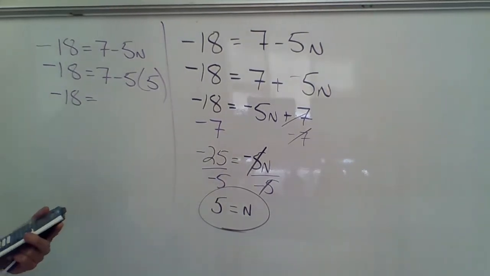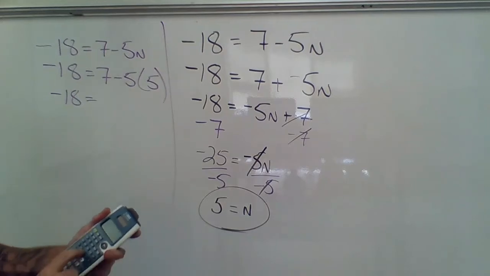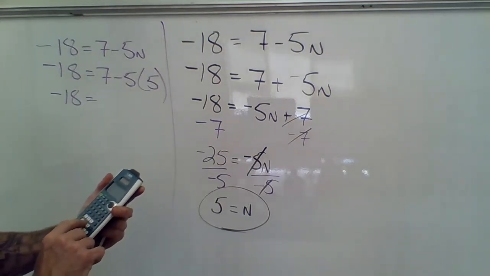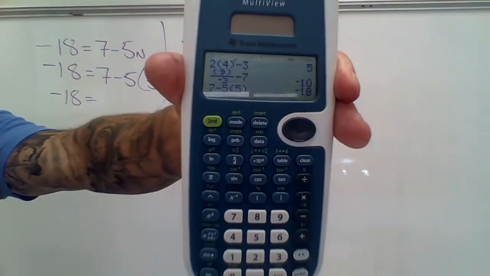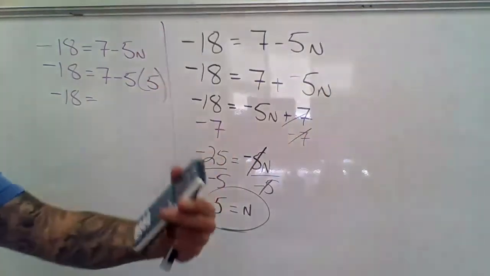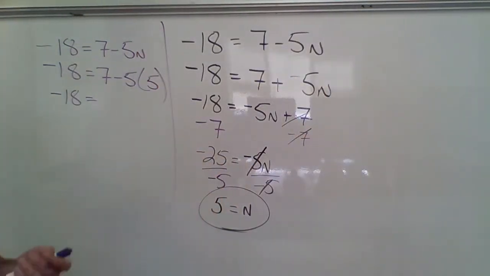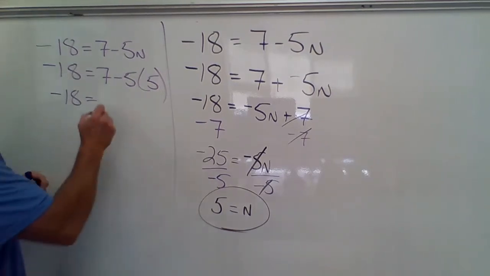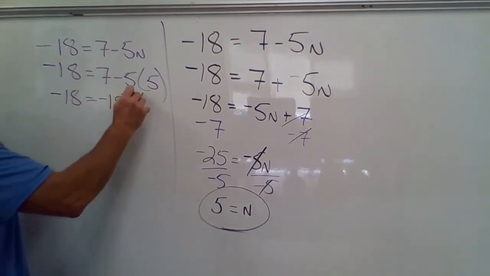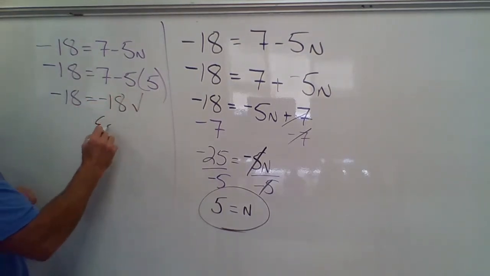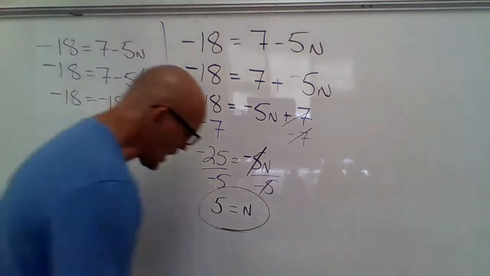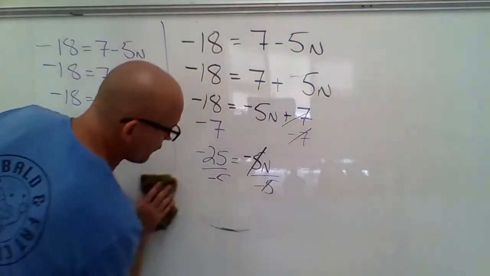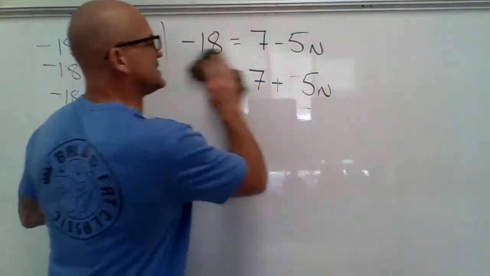I'm going to do 7 minus 5, parenthesis 5. Notice what happens when I do that. If you can see that, I typed it in exactly as I saw it, and guess what? I got negative 18. That is what I wanted. That means this checks out, and my solution is 5. Easy peasy. Hopefully you find that fairly simple.